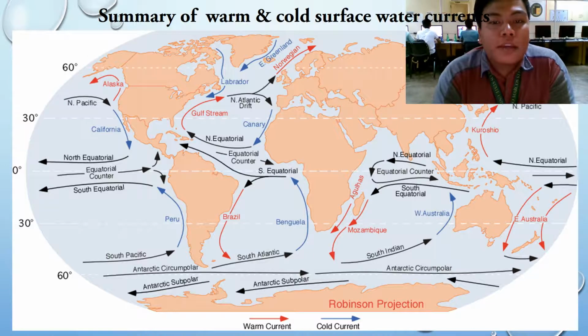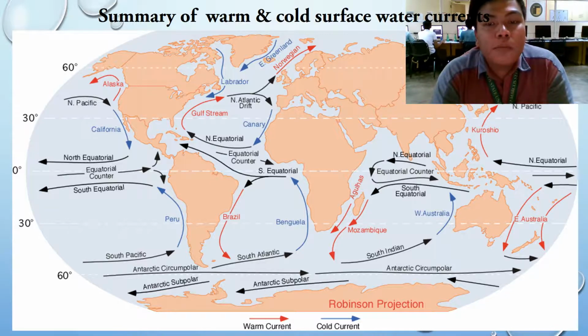Currents form gyres, and these gyres circulate warm and cold ocean waters around the globe. This image summarizes the warm and cold currents we have on Earth. Now, the red arrows represent the warm waters being flowed, while blue ones represent cold waters. Therefore, red is warm current and blue is cold current. On the other hand, the black arrows represent the well-mixed ocean water currents.